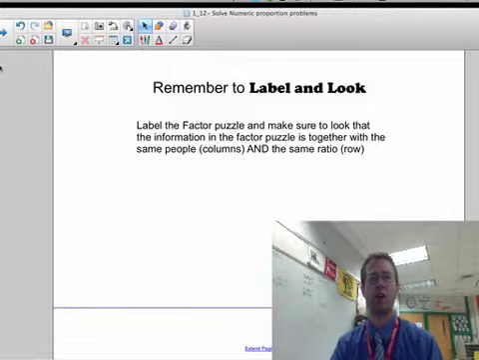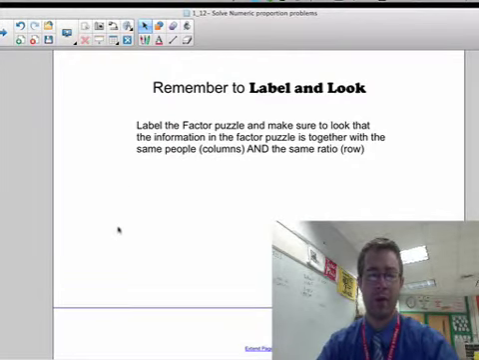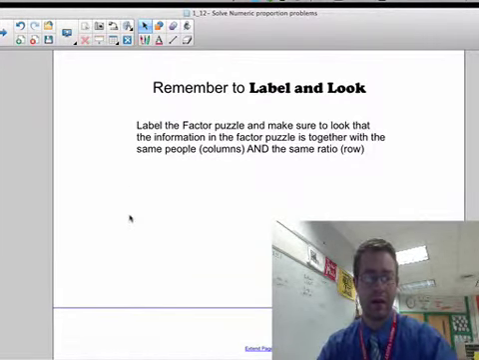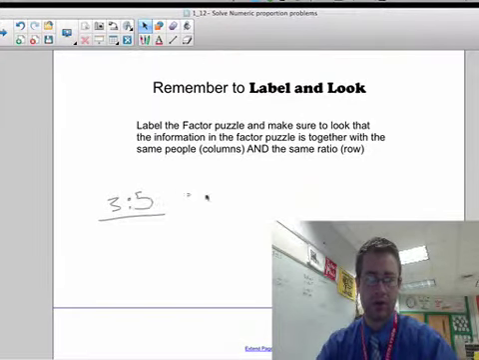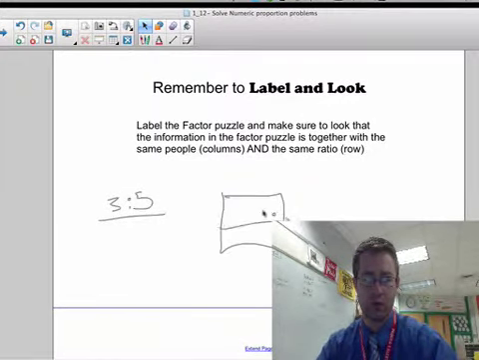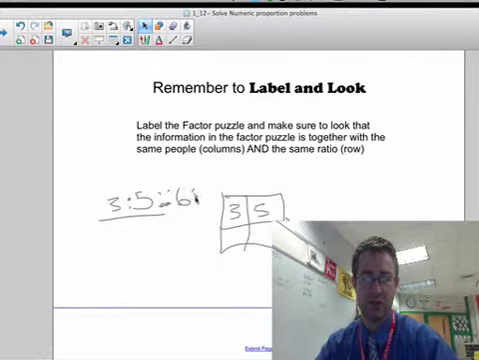So remembering also in a factor puzzle, you need to label and look. Okay, and so if the first part of your ratio, remember if you have it written there, you would have 3 to 5. The top of your factor puzzle would be 3 and 5. And this would be our equal sign. Okay, is equivalent to 6 to 10. I will put this same thing right there.